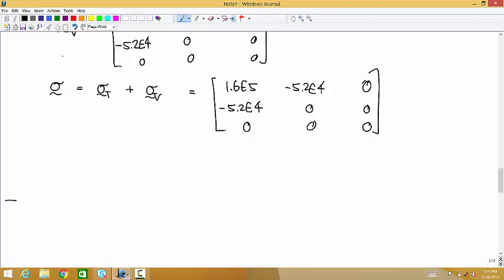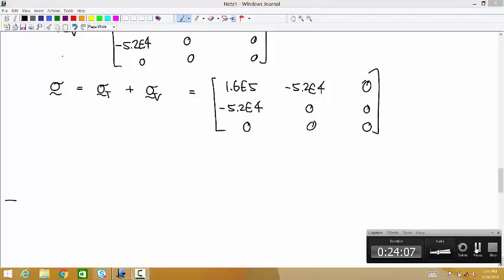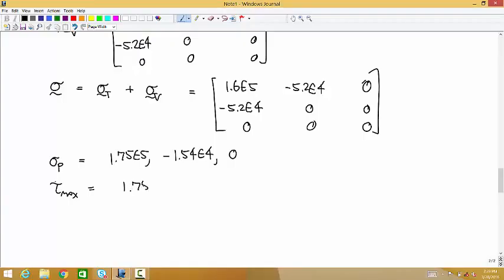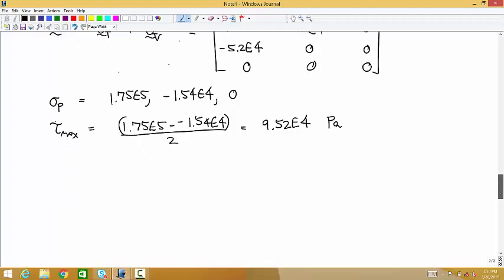So do that quickly. 1.75 times 10 to the 5th minus negative 1.54 times 10 to the 4th, divided by 2. And what did you say, 9.52 times 10 to the 4th. Okay.